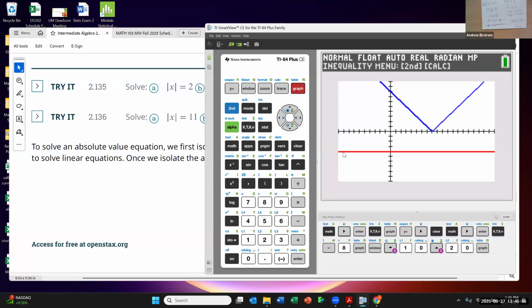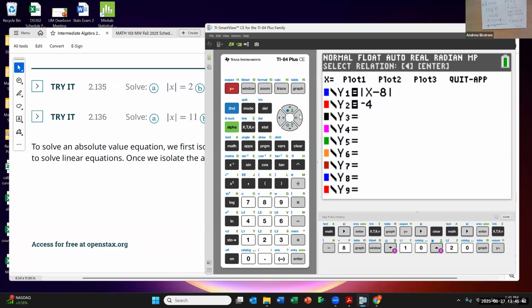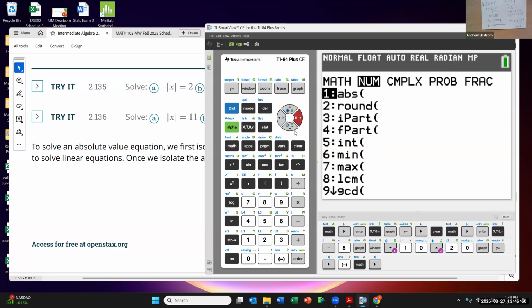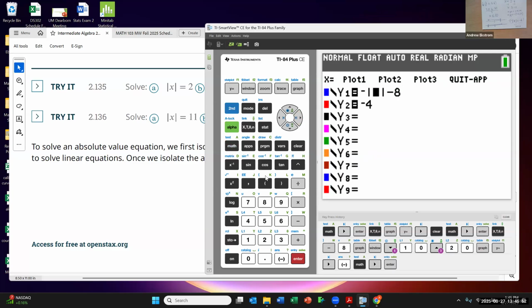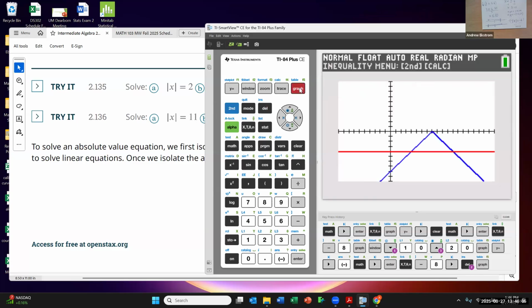Because this sort of stuff is going to be happening in some of the problems, let's say we've got negative absolute value of x minus 8. And then we'll just delete that sort of stuff. So now if I graph that, where do these two things seem to overlap?